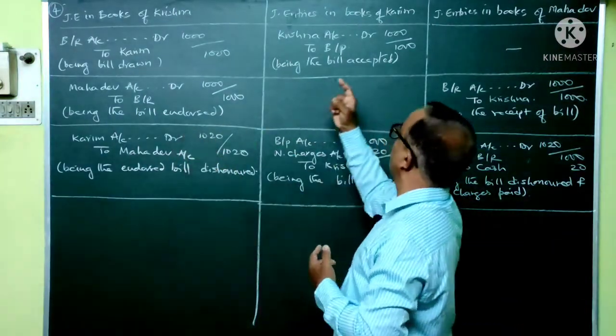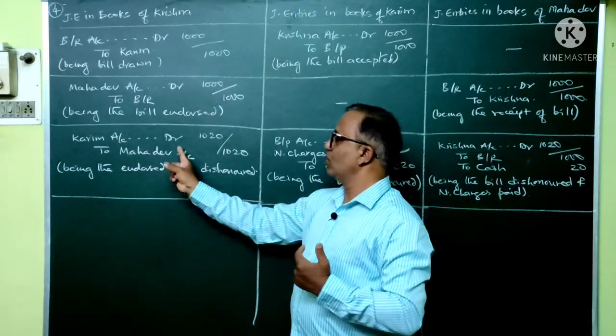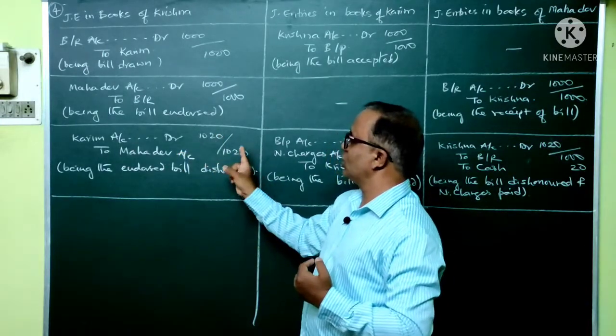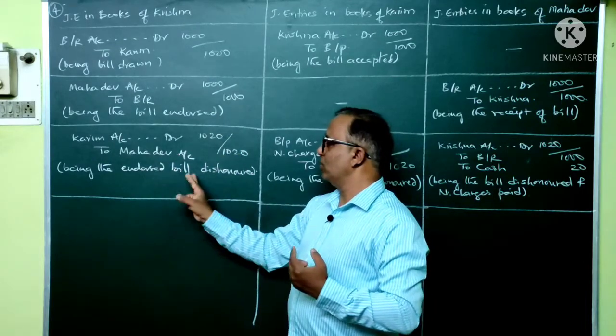His drawee is nothing but Karim here. So Karim account debit to endorsee, Mahadev. So totally, with the amount of the bill plus noting charges put together, he is going to write the entry, being the endorsed bill dishonored.